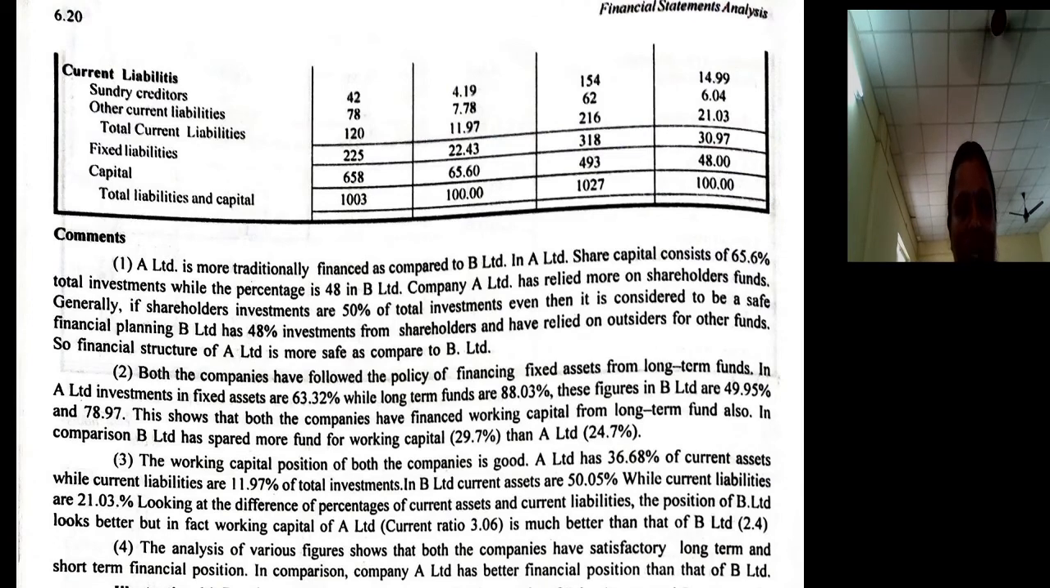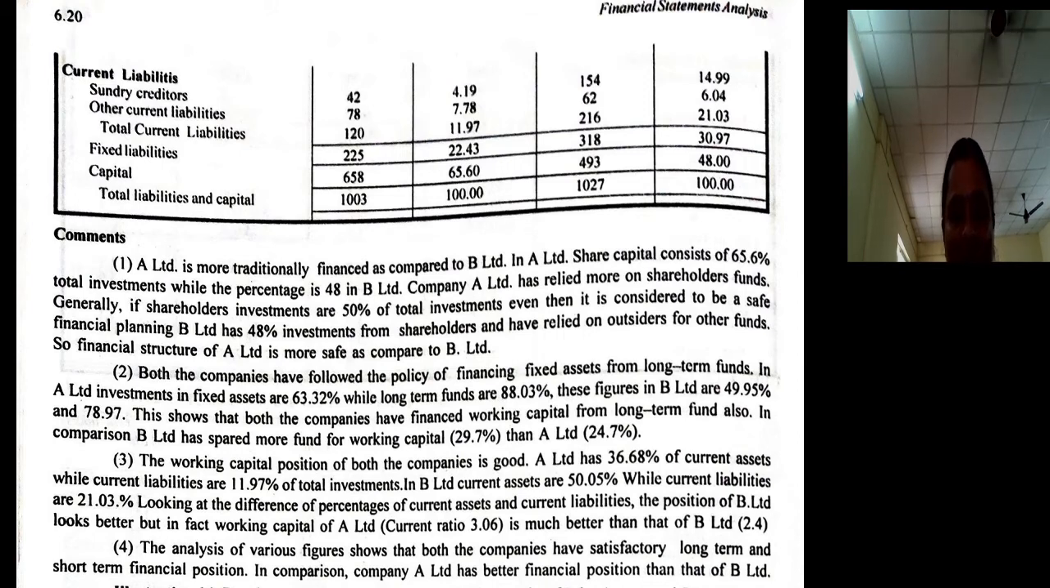You just see how they commented. A Limited is more traditionally financed as compared with B Limited because in A Limited, share capital consists of 65.6% of total investment while the percentage in B Limited is 48. Means they relied more on shareholders' funds, they have not relied more on long-term liability. That is what it indicates.